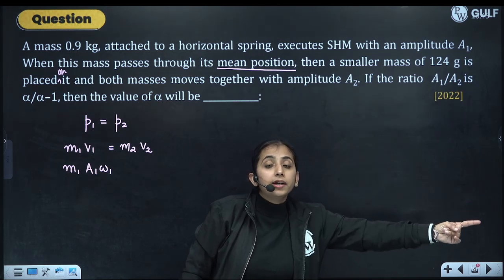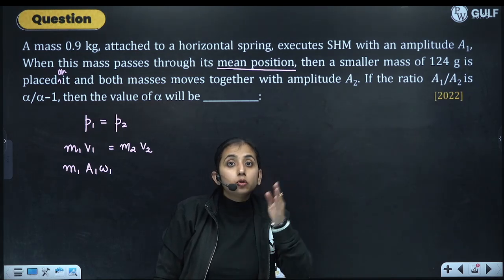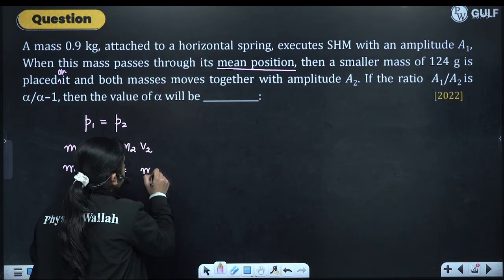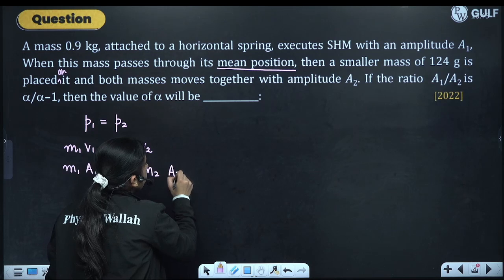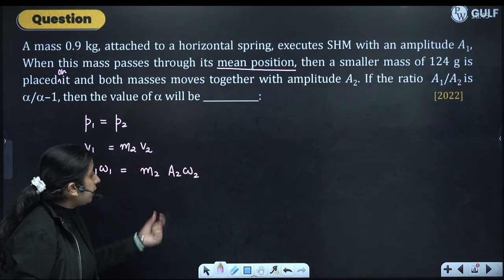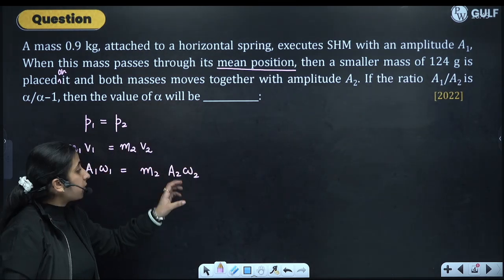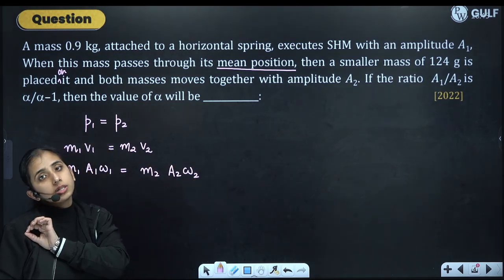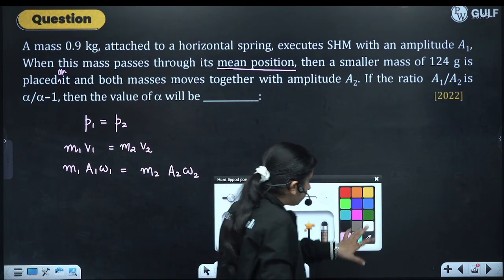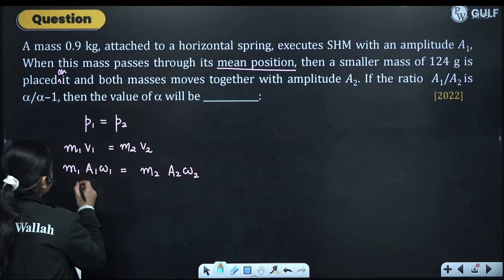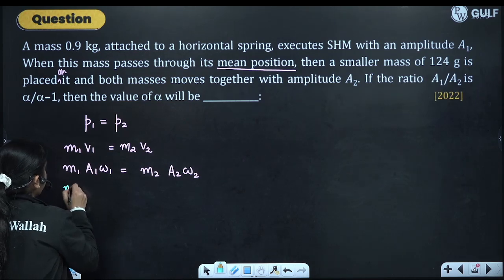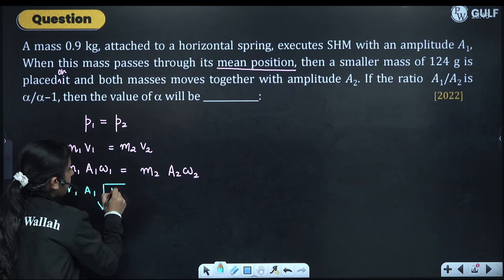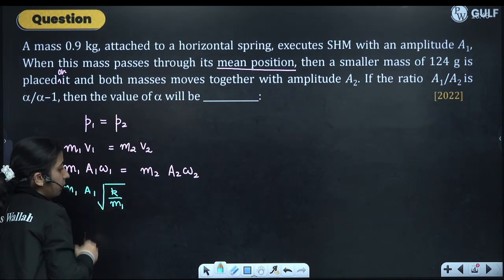If now my amplitude becomes A2, v2 must be equal to A2 into omega 2, okay, because at mean position we have maximum velocity. Amplitude has changed, velocity changed. v2 will be A2 into omega 2 if now it is doing amplitude of oscillation A2. Is this point clear? Okay, now substitute the values from here. M1 into A1 into omega 1, we can write omega 1 as root of k by m1.